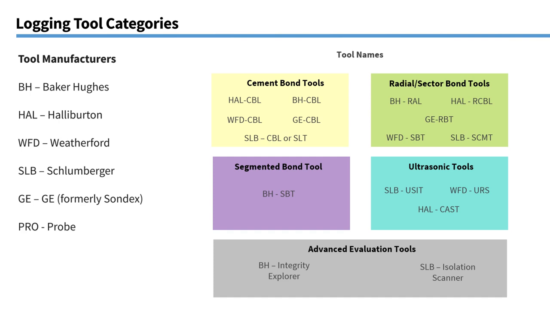Then we have ultrasonic tools. We have the CAST, the URS, the USIT from the main service companies. So we've got a workflow for dealing with those. And then we've updated the workflow to an advanced tool workflow for the newer tools, the Integrity Explorer and the Isolation Scanner from Schlumberger and Baker Hughes. So we've developed these different workflows, but to the user, you're basically just selecting the tool type and the module will adjust depending on which category the tool is in.